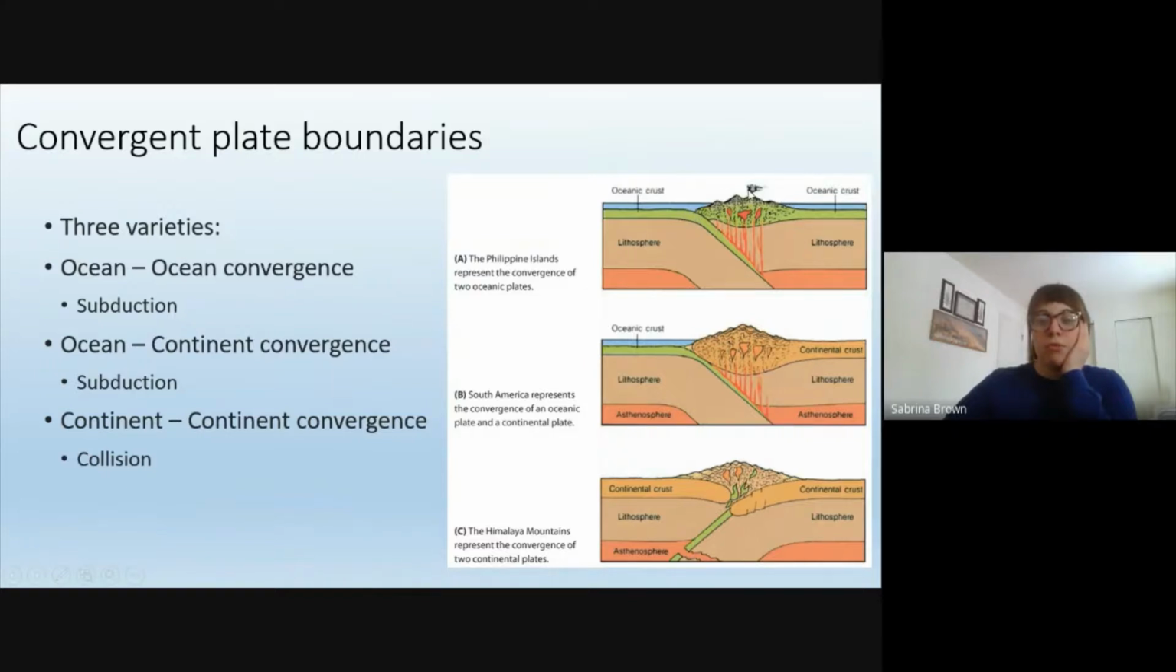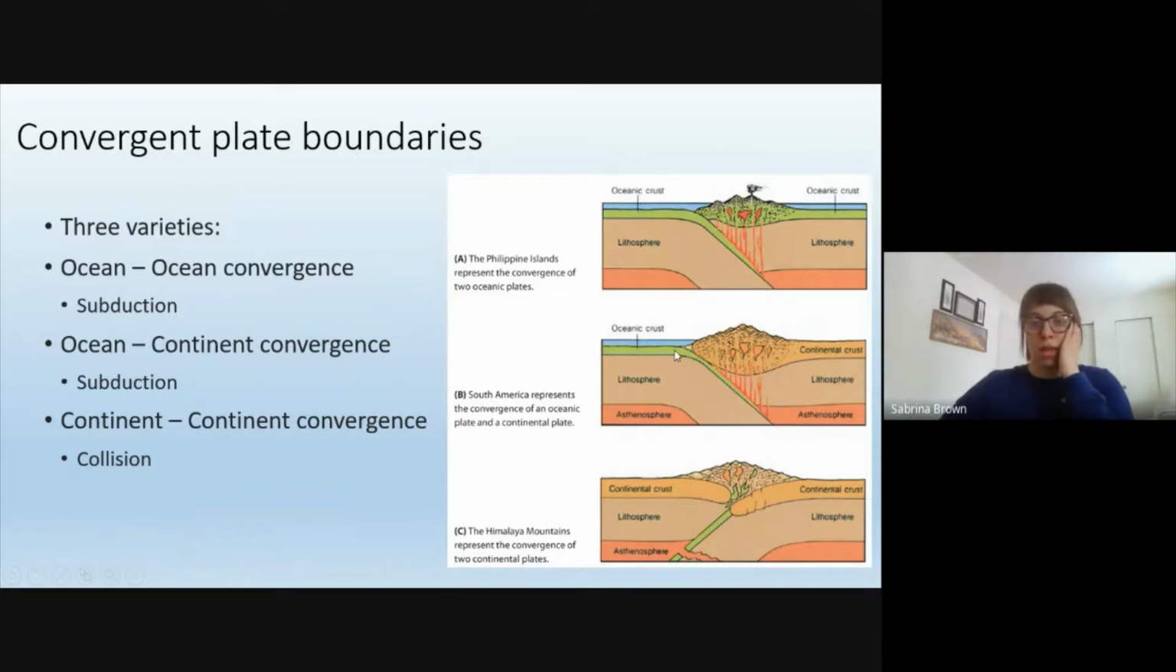And we form what we call volcanic island arcs. Right, so we form some volcanic island chains. When we have oceanic crust and continental crust converging, the oceanic crust is always going to be more dense than the continental crust. And so the oceanic crust subducts, or gets pushed underneath, pulled underneath the continental crust.